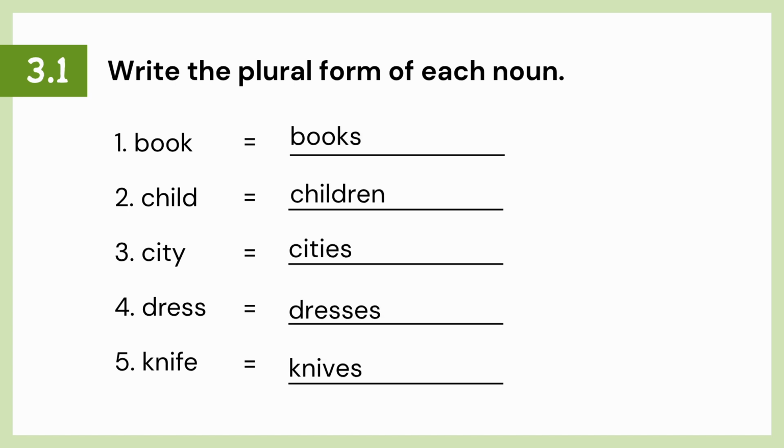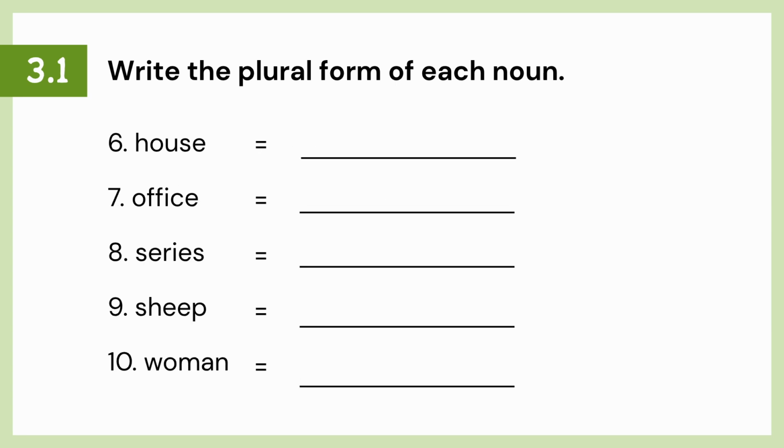Book will become books, child to children, city to cities, dress to dresses, and knife to knives. House will become houses, office, offices, series will stay the same, series, sheep to sheep as well, and lastly, woman to women.